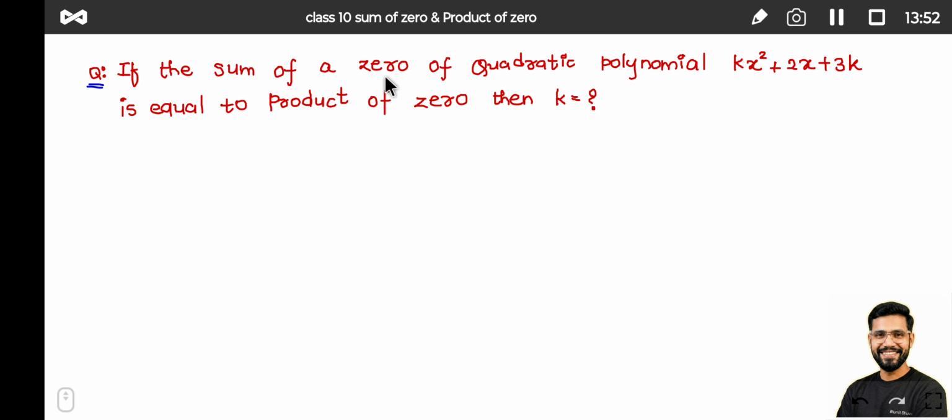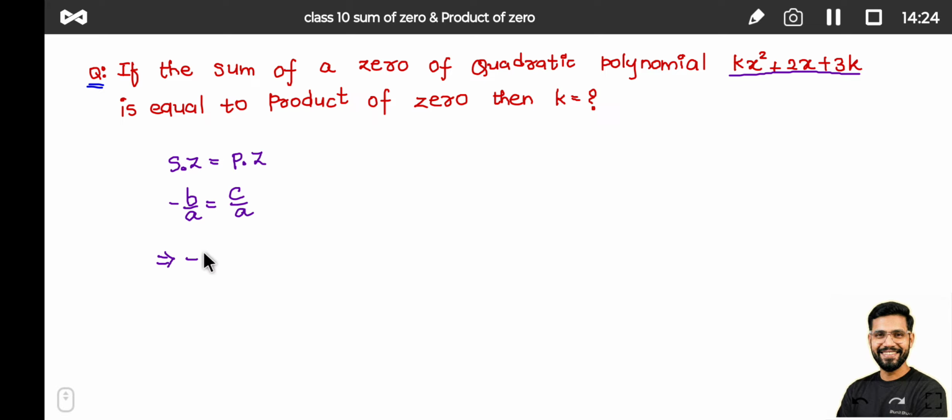So the question is, if the sum of zeros of the quadratic polynomial kx square plus 2x plus 3k is equal to the product of zeros, then the value of k is. So in this question, the condition is given: the sum of zeros and the product of zeros are equal. So let's make it equal first. Sum of zeros is equal to the product of zeros. This condition is given. So sum of zeros means minus b upon a is equal to the product of zeros, c upon a. Okay, so the denominator is the same on both sides. So we can say that this implies minus b is the same as c. Okay, so whenever the sum of zeros is the same as the product of zeros, we get one condition: minus b must be the same as c.